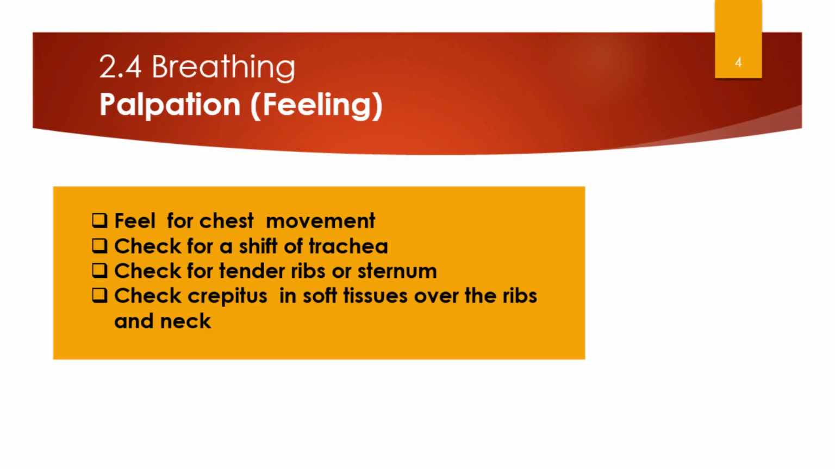During palpation of the patient, while assessing chest expansion and movement, it's crucial to check for any shift in the trachea, which typically moves away from the site of pathology. Check for tenderness in the ribs or sternum, and also examine for any crepitus, as these indicators can provide insight into the patient's breathing and the condition of the surrounding tissues, especially around the ribs and neck.